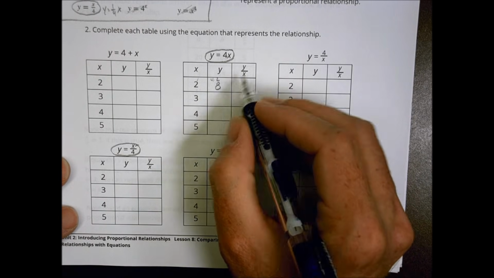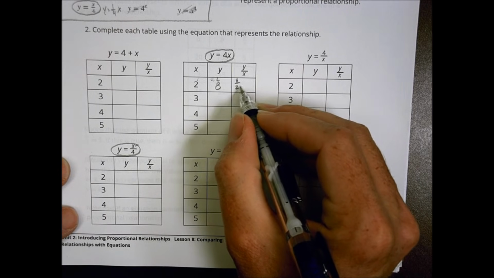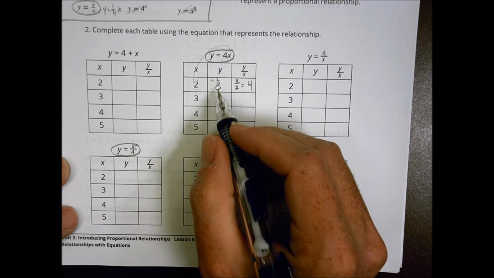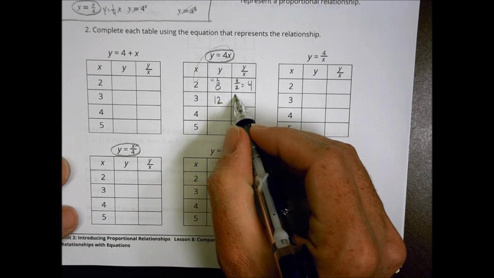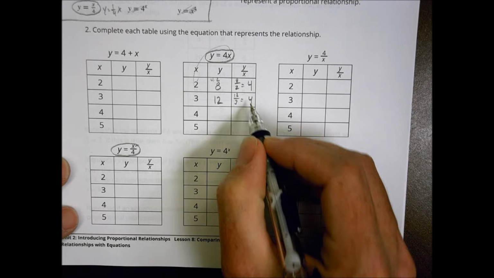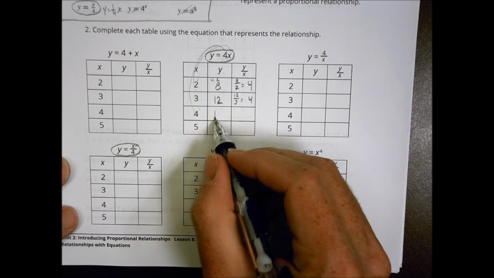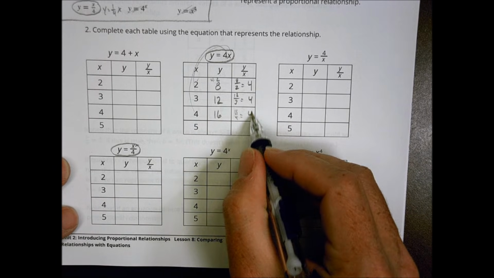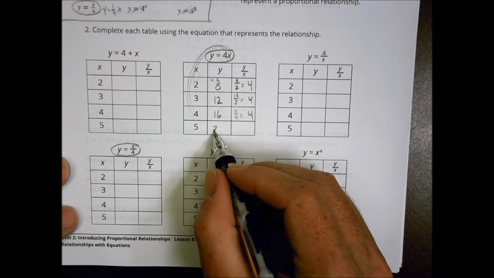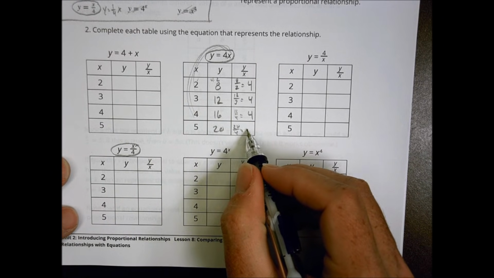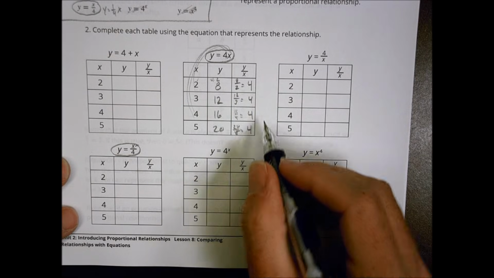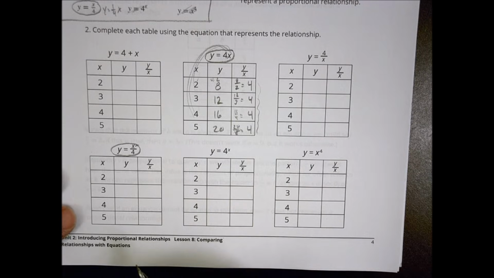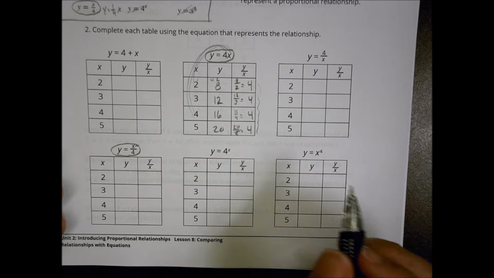Now my value for y over x is 8 over 2, which is 4. When I plug the 3 in there, I get 4 times 3 is 12, and then y over x is 12 over 3, which equals 4. When I plug the 4 in, we get 16, because 4 times 4 is 16, and 16 over 4 reduces to 4. When I plug the 5 in, we get 20, and 20 over 5 is equal to 4. So we can see that there is a constant proportionality working with this equation, and that would definitely be true.